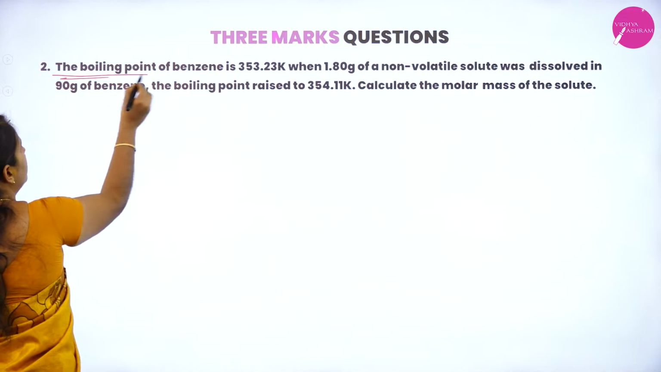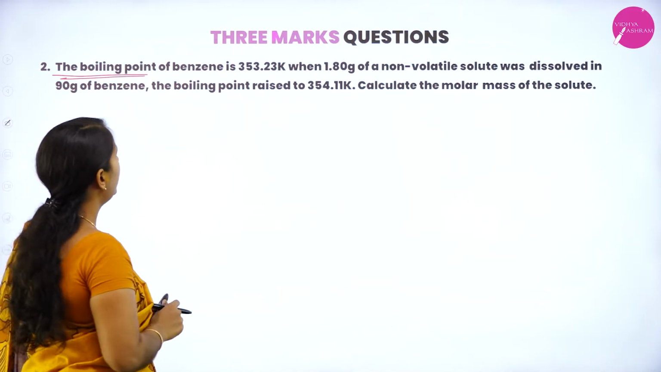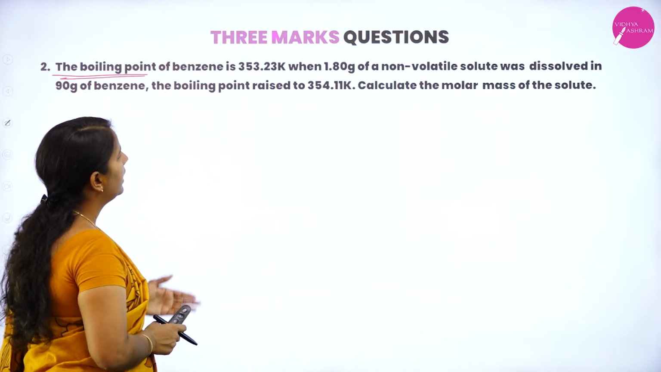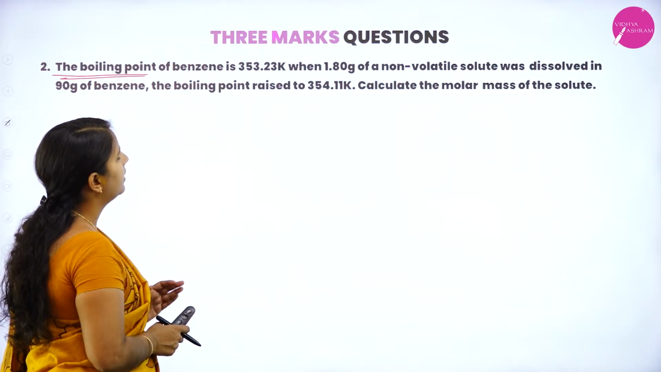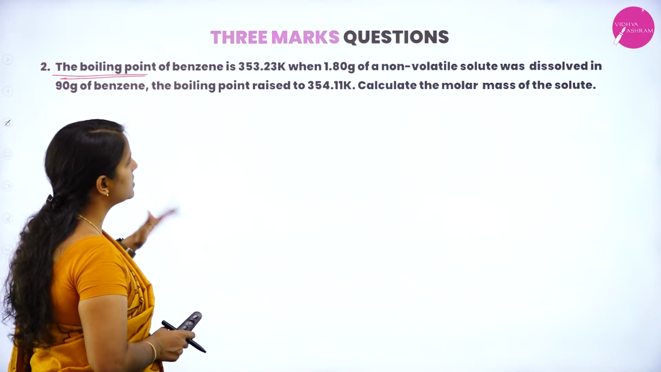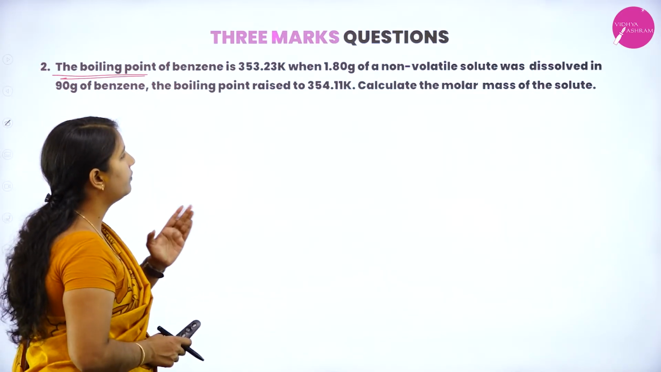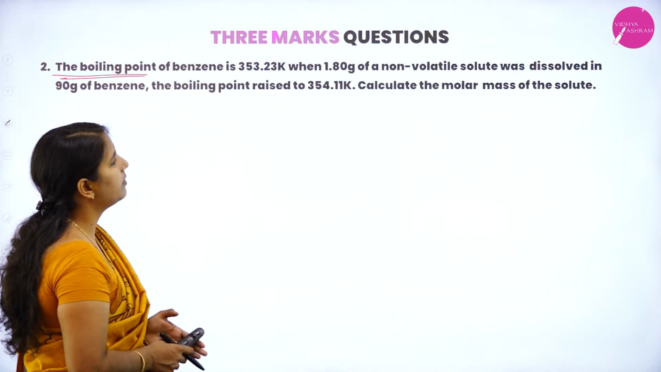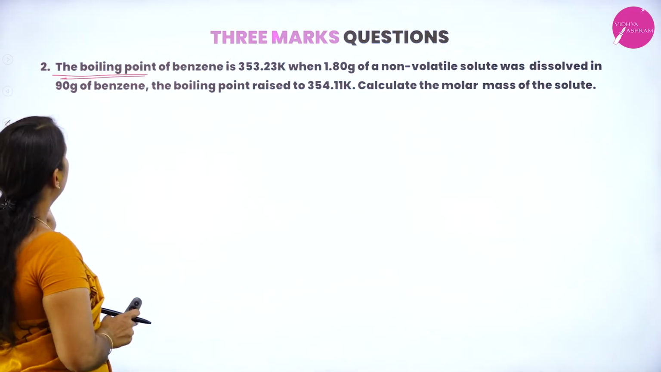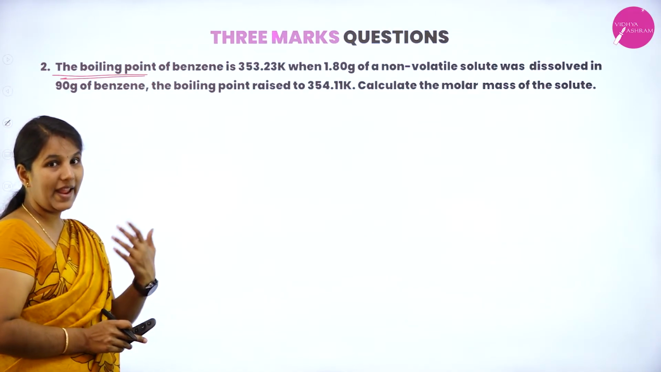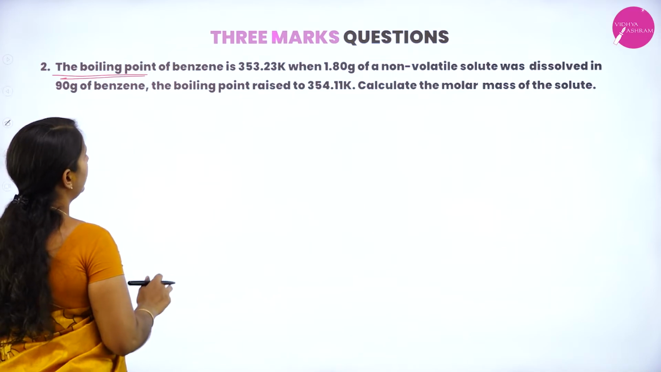So you have to find out the elevation of boiling point. The boiling point of benzene is 353.23 Kelvin, and when 1.80 grams of non-volatile solute was dissolved in 90 grams of benzene, the boiling point was raised to 354.11 Kelvin. Calculate the molar mass of the solute. So you have to write down the equation for boiling point of the solution, that is nothing but an elevation in boiling point colligative property.